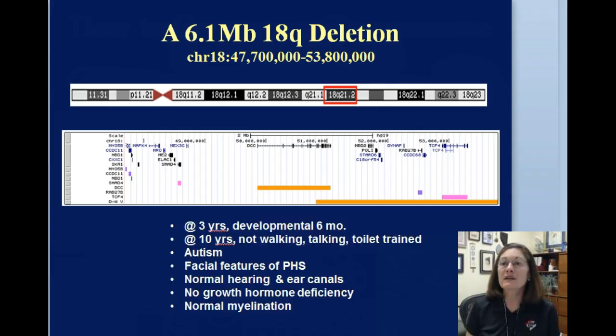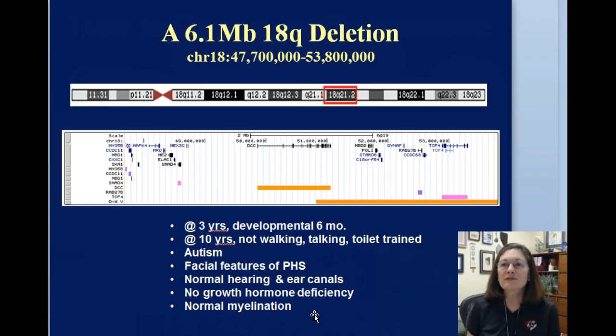So, this particular person at age 3 had a developmental age of 6 months, even though they were 3 years old. And at age 10, they were not yet walking, talking, or toilet trained. They met the diagnostic criteria for autism, and they had the facial features of Pitt-Hopkins syndrome. However, they had normal hearing and normal ear canals. They did not have growth hormone deficiency or delayed myelination. These last three things are all associated with the deletion of the other end of the chromosome.